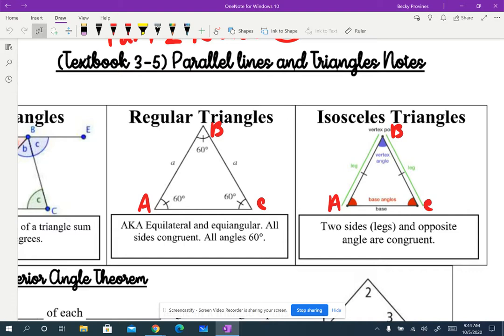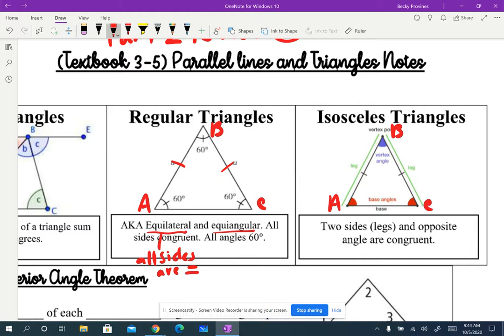So, when you have a regular triangle, this actually just means that the triangle is equilateral and equiangular. So, equilateral, let's break this word down. That means all the sides are equal. Don't forget the word all. All sides are equal or congruent.